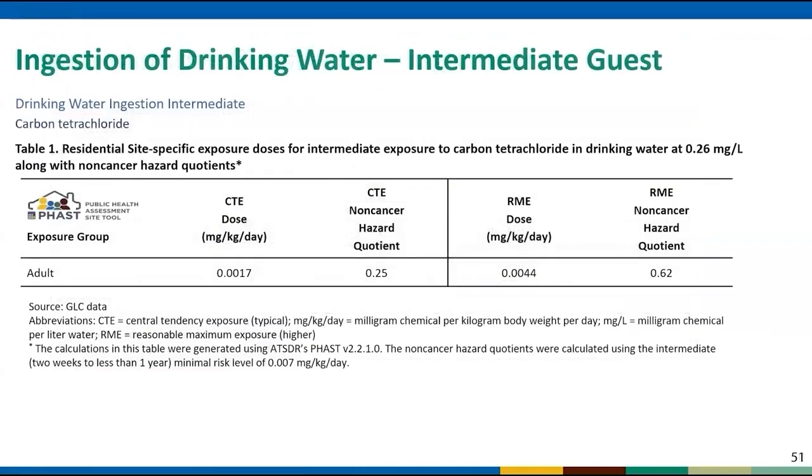This slide has the FAST results for the house guest who drank the water for 5 weeks. It shows an RME hazard quotient of 0.62. The guest is not at the house for very long, and this is an intermediate exposure. We did not calculate chronic results for the house guest because we did not have a chronic exposure. It was only a 5-week exposure, so we calculated only acute and intermediate HQs.